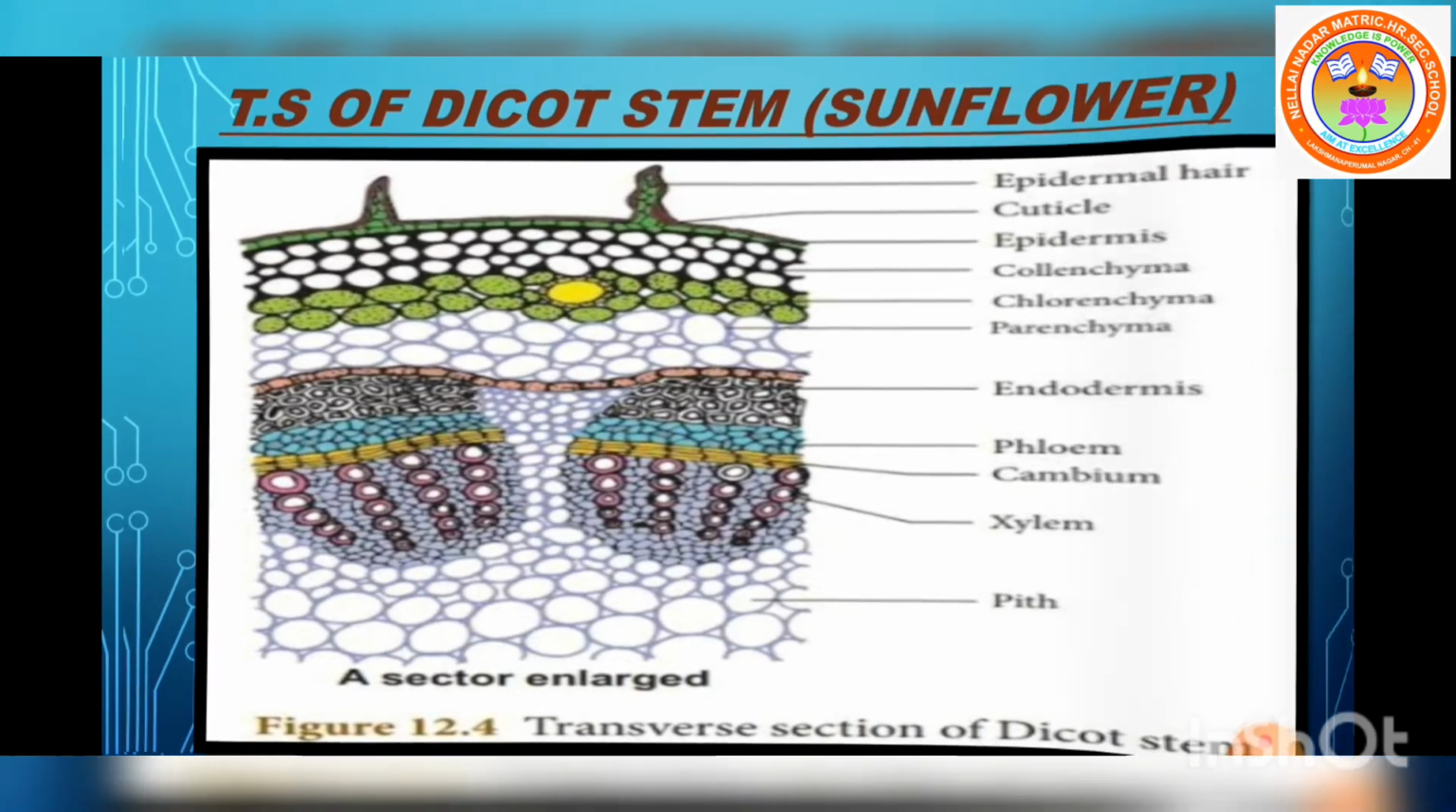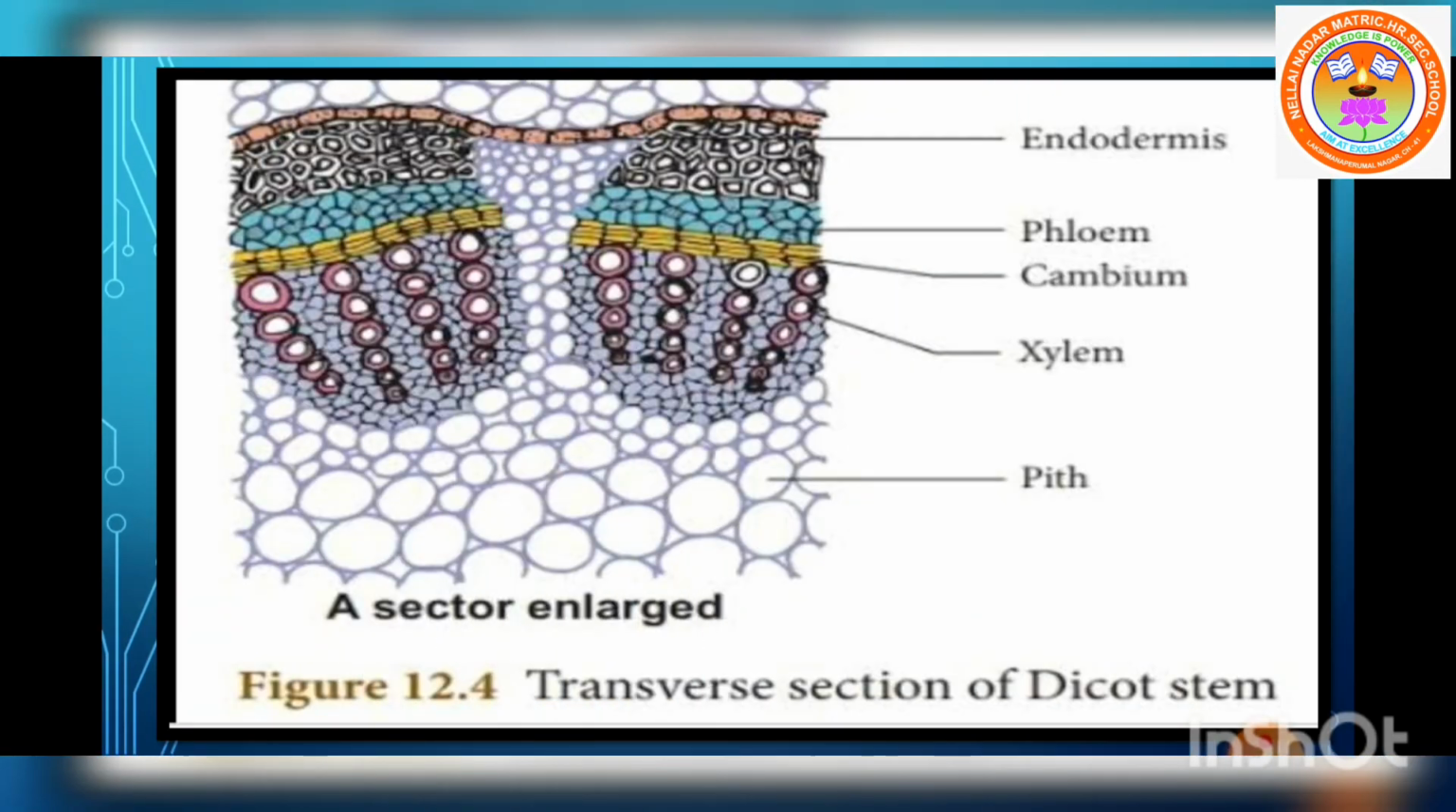Next, stele. The central part of the stem inner to the endodermis is known as stele. What is stele? It consists of pericycle, vascular bundles and pith. In dicot stem, vascular bundles are arranged in a ring around the pith. This type of stele is called eustele.